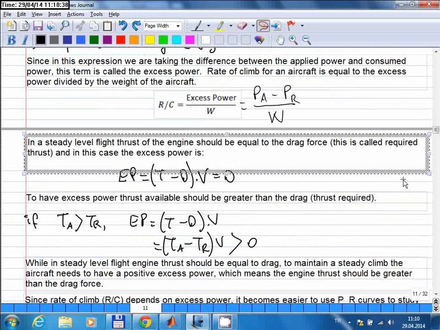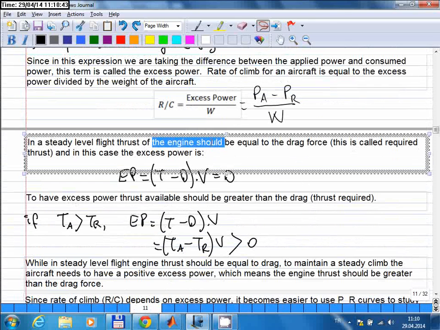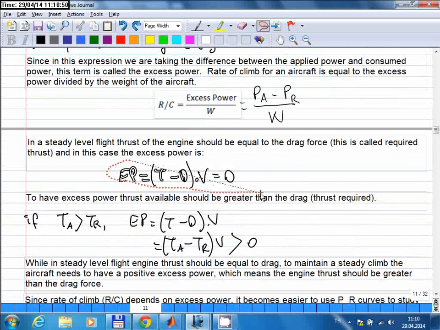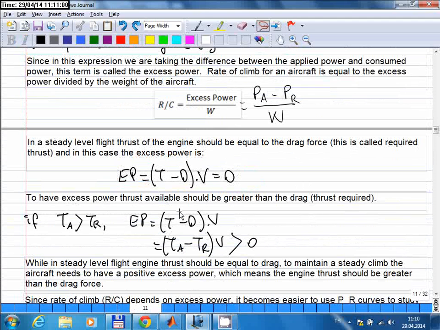Okay, so here it says what I just explained is written here. In a steady level flight, thrust of the engine should be equal to the drag force, and this is also called the required thrust. And in that case, the excess power is equal to 0. So the entire power is consumed by flight. But in the case where the two are not equal, when you have more thrust force than the drag force, then there's a certain difference, and that difference multiplied by the speed is called the excess power.